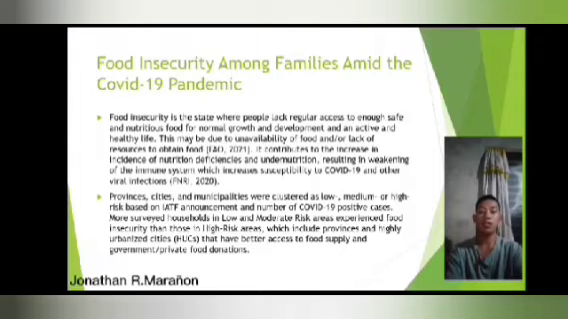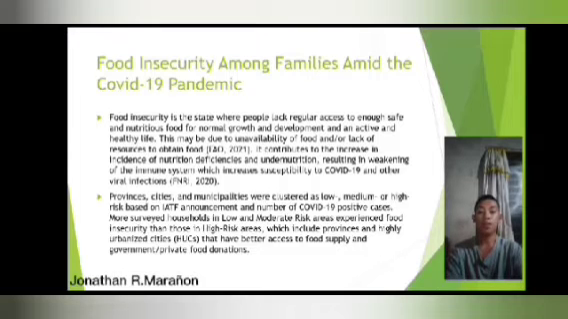So, food insecurity is a state where people lack regular access to enough safe and nutritious food for normal growth and development and an active and healthy life. This may be due to unavailability of food and/or lack of resources to obtain food. It contributes to the increase in incidence of nutrition deficiencies and undernutrition, resulting in weakening of the immune system, which increases susceptibility to COVID-19 and other viral infections.